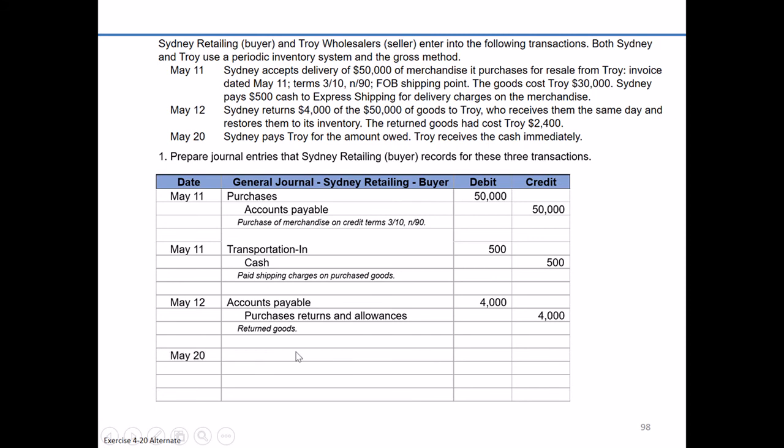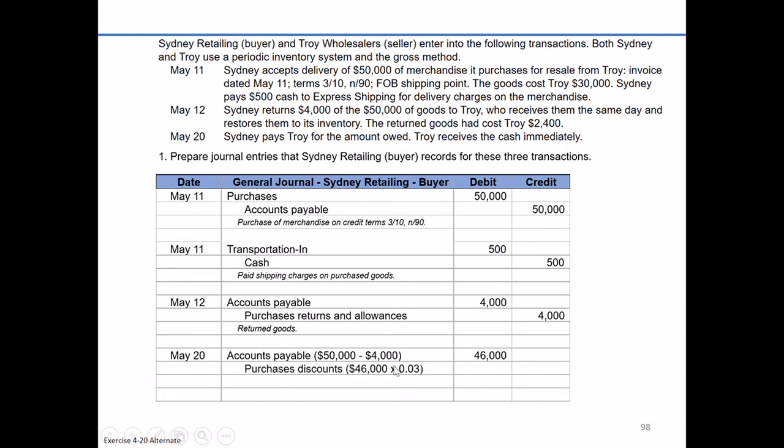Now we'll move on to the 20th, and we'll look at our payment from Sydney to Troy of the overall amount owed. Our overall accounts payable originally started at $50,000, but then we had a return of $4,000, leaving a net $46,000 left in accounts payable that we're going to debit.